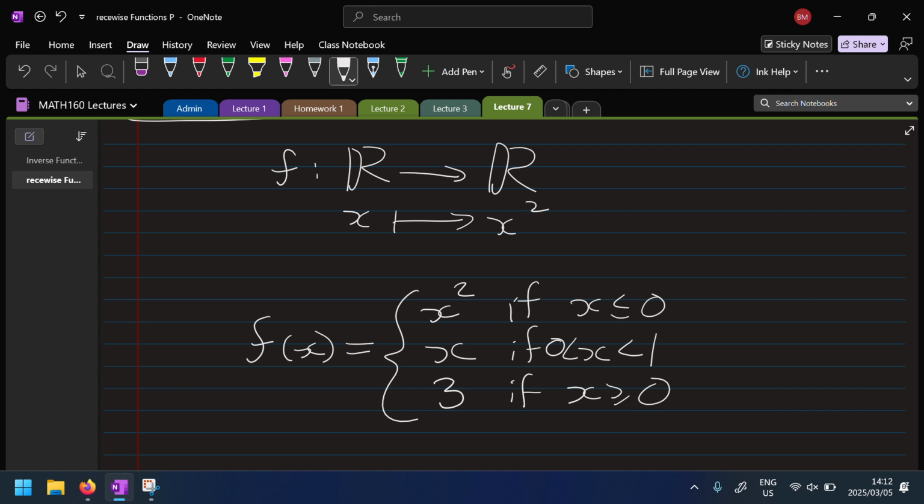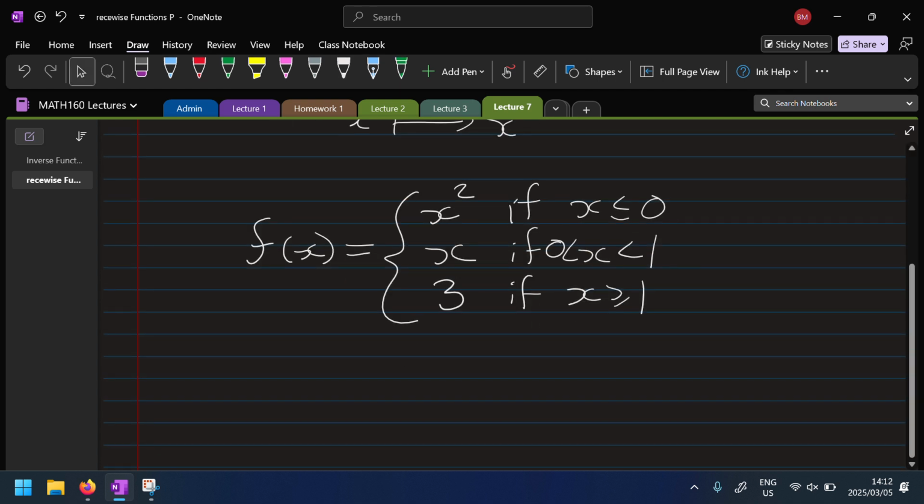So what we've done here is taken the domain of all real numbers, and we've split it up into 3 cases. We've got case 1, if x is negative. Case 2, if x lies between 0 and 1. And case 3, if x is, sorry, that should be 1, if x is greater than 1.